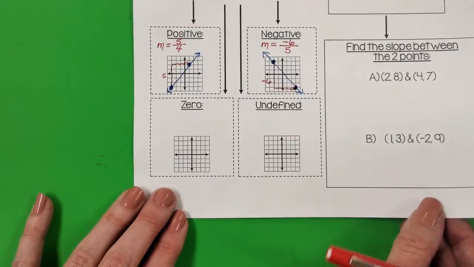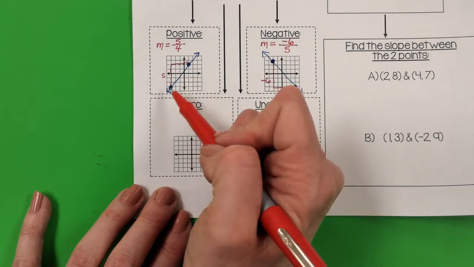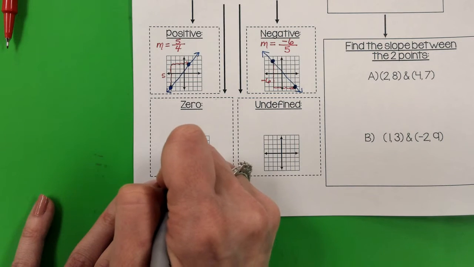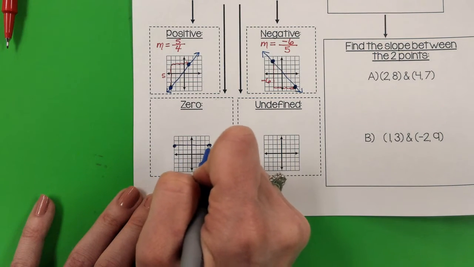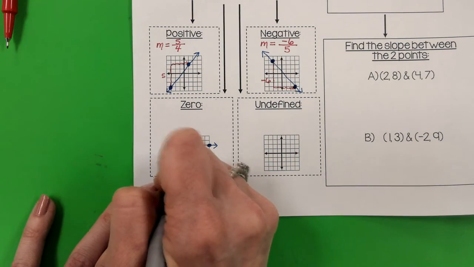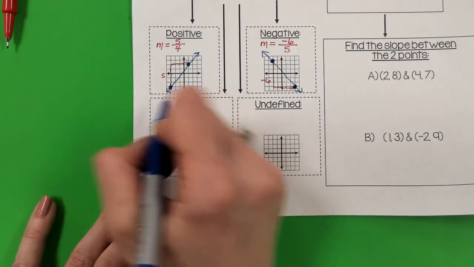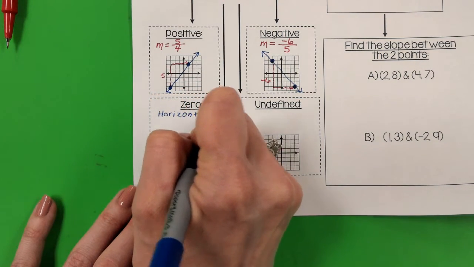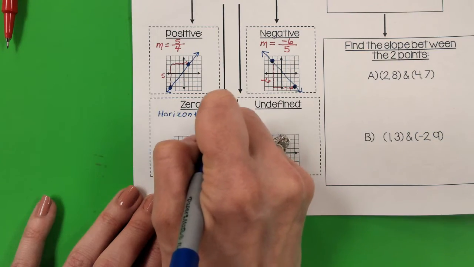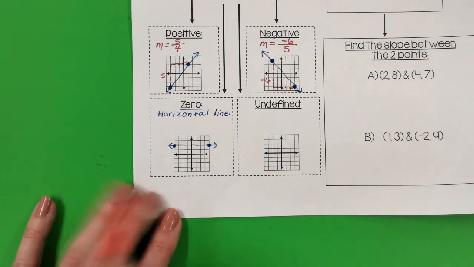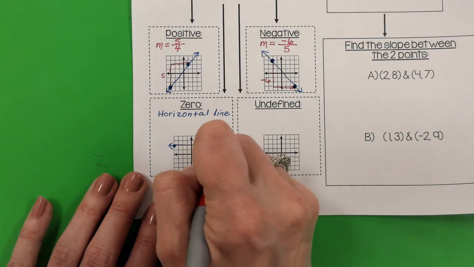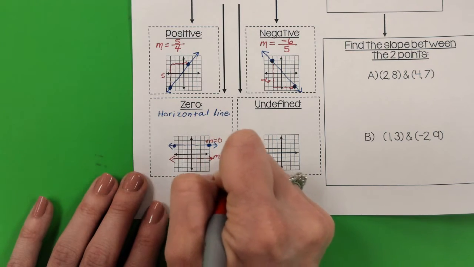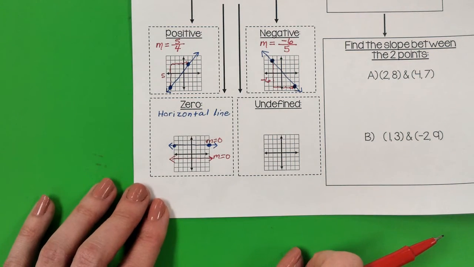A zero slope means that there is no incline. You're not moving up and you're not moving down. An example would be this line right here you can graph. Any horizontal line has a slope of 0. So this line has a slope of 0. This line has a slope of 0. Any horizontal line has a slope of 0.